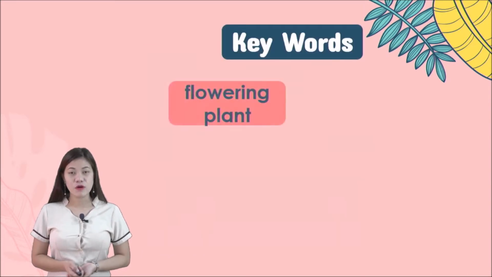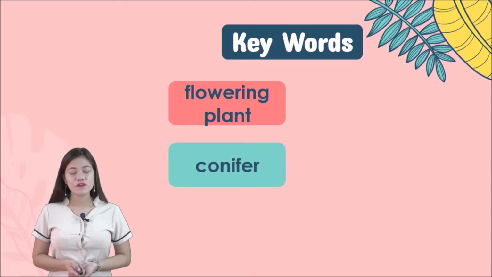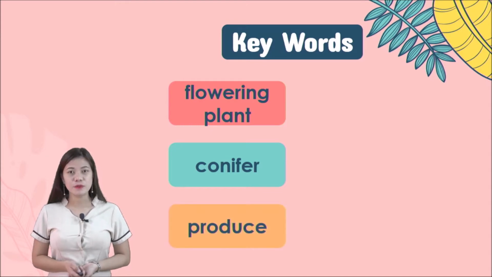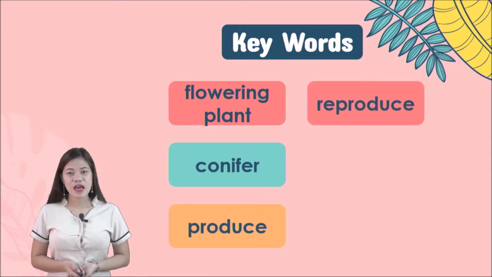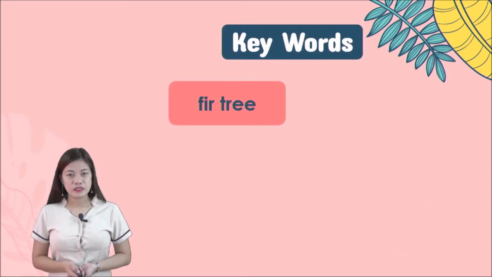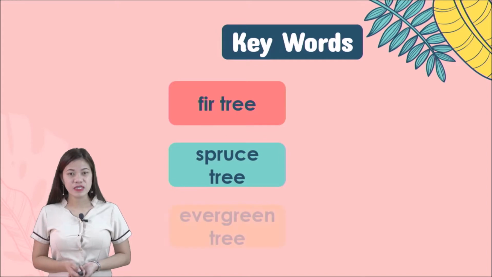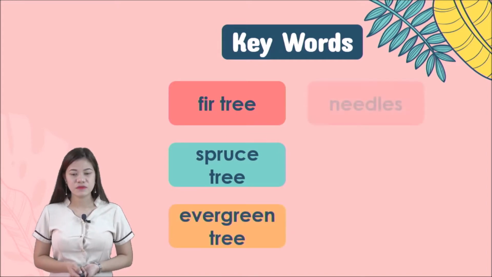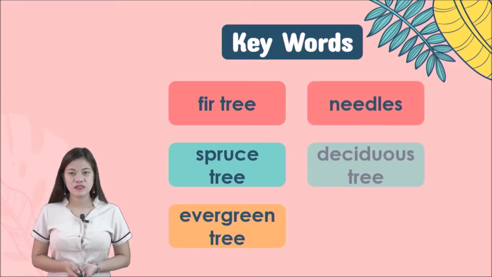Before we discuss our lesson for today, kids, let us have our keywords that we will encounter in our passage. So let us read them all together. The first one is flowering plant. The second one is conifer. Next, we have produce. Next, we have reproduce. Next, we have cone, pine tree, fir tree, spruce tree, evergreen tree, needles, deciduous tree, broadleaf.